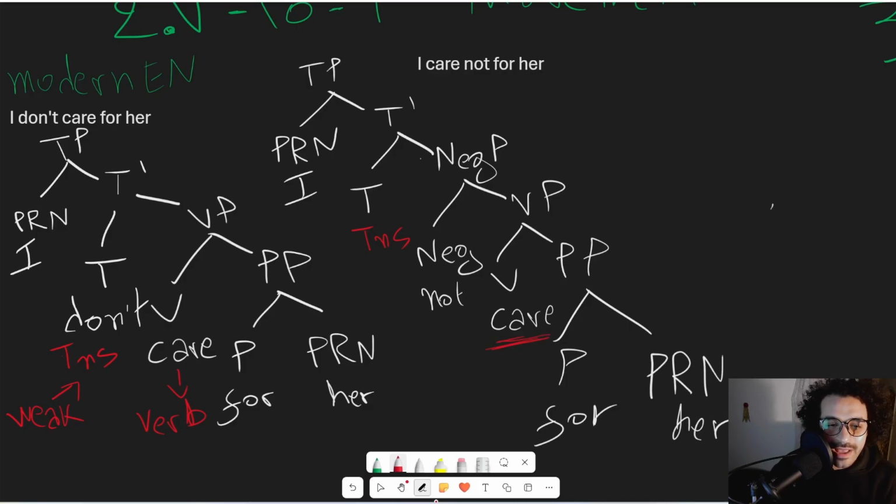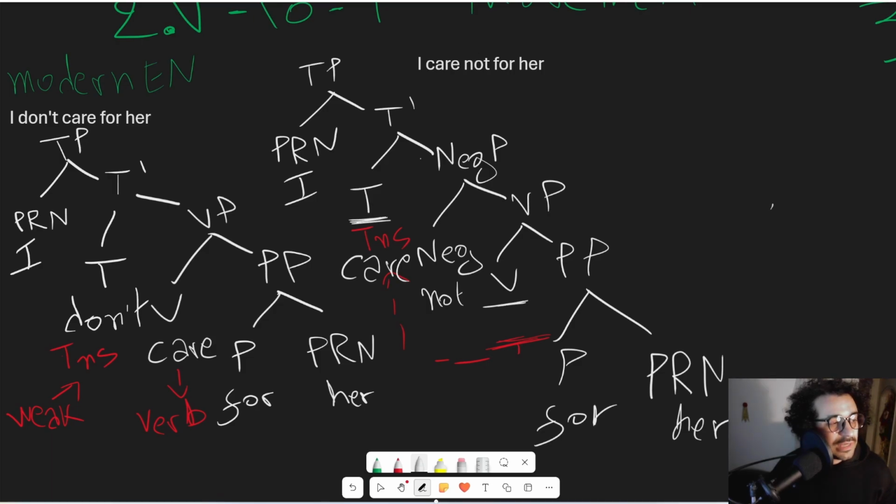So what happens to care? Care gets moved to the tense. And in the end, the result you're going to have is I care not for her. This is pretty much it. And this is how V to T movement happens. It doesn't happen in modern English with verbs, but a little bit before it used to happen, as you can see from this example. I hope this was clear. If you have any questions, just write them down in the comments and I'll be answering them surely.